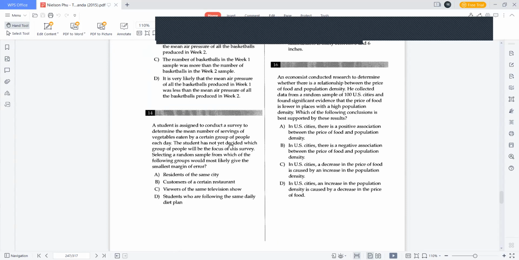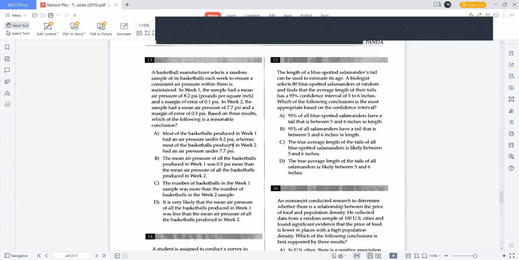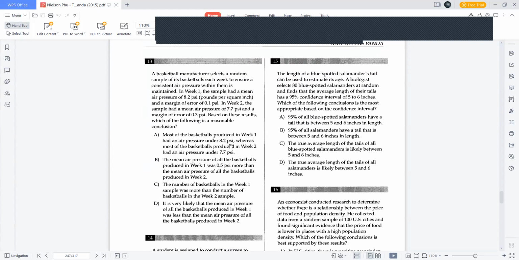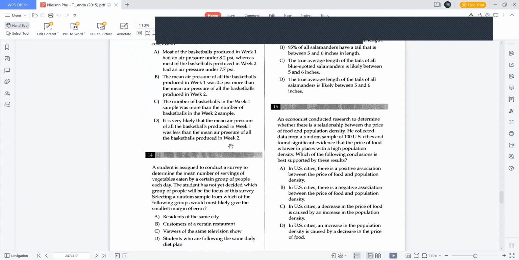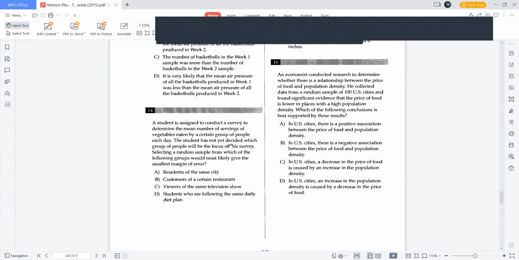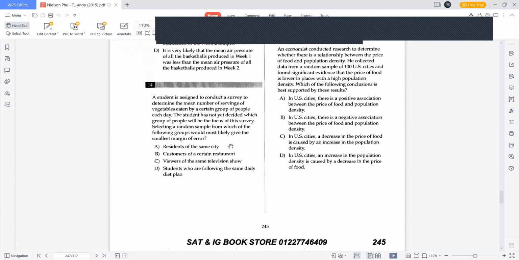Number 4. Sir. Yeah. Sorry, yeah, it's because actually I subtracted the mean amount of ball pressure from week 2 from week 1, and the answer was 0.5. Yeah, that'll work. But you still gotta do elimination sometimes.